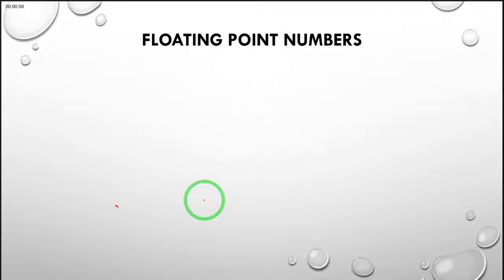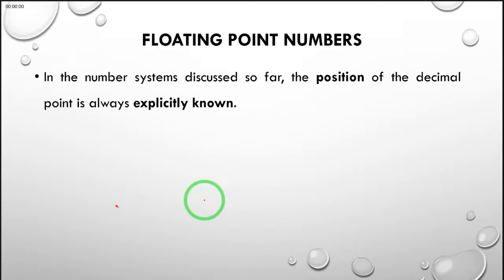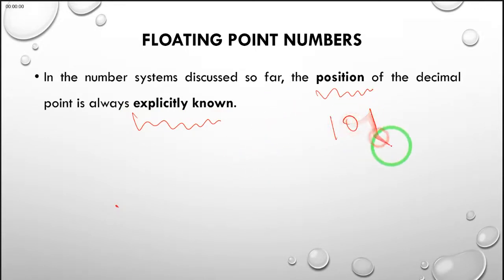We now talk about floating point numbers, and we notice that the numbers that we have been talking about before are called fixed point number formats because the position of a given symbol determines the value of the number that we are translating. So we normally say that the position is explicitly known. For instance, when we say 101, we know that the positions 0, 1, 2 have a given value, and therefore we are able to determine what value is represented by this number.